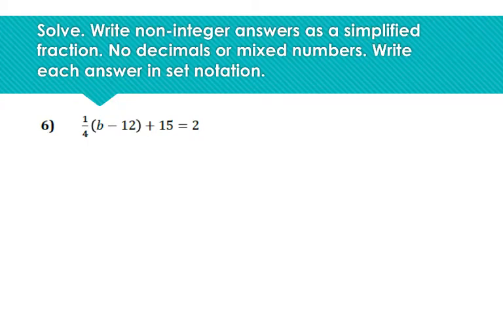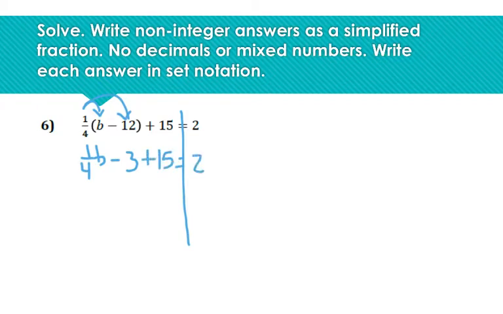Alright, last one on our warm-up, number 6. We're going to draw our line down from the equal sign. And notice we have a distributive property here, so we're going to do 1/4 times b, which is 1/4 b. And then we're going to do 1/4 times -12, which is -3. Now I included this sign in front of the 12 when I was talking about it. And then we're going to add 15, and that's going to give us 2.